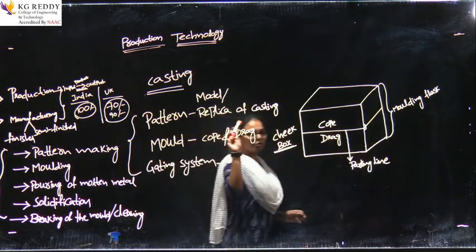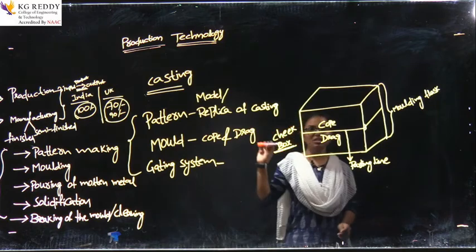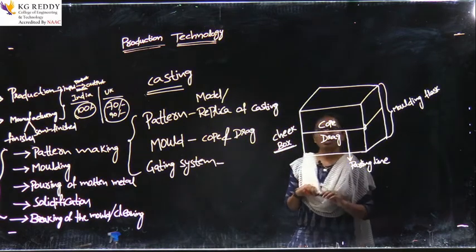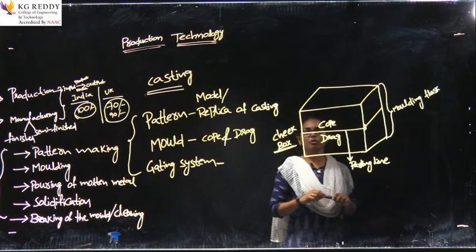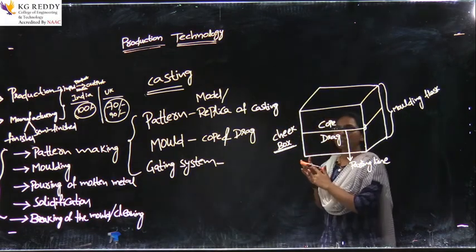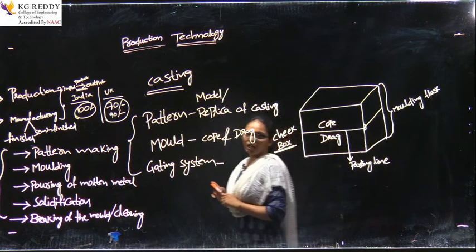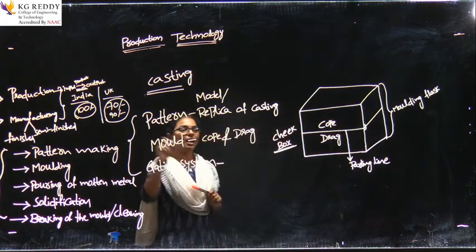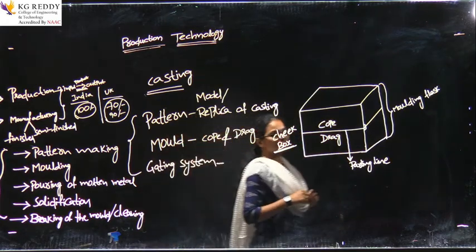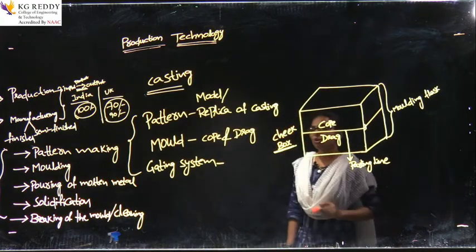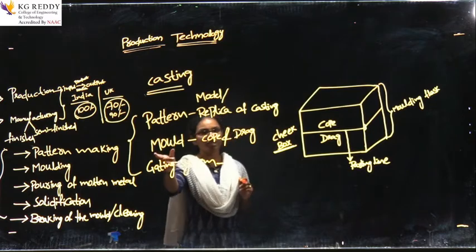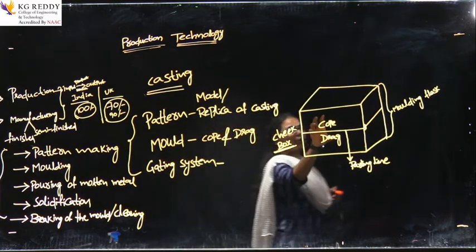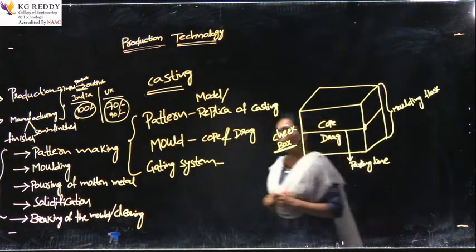For example, assume I am going to prepare this product as a casting. I will place this in the moulding flask. If I remove it, the same impression will be formed in the flask, so we call the pattern a duplicate of the casting. Whatever impression or shape is formed in the flask is called the mold cavity. Into that cavity we are pouring the molten metal.